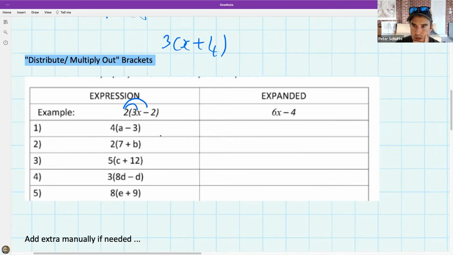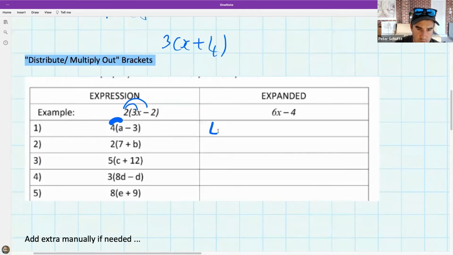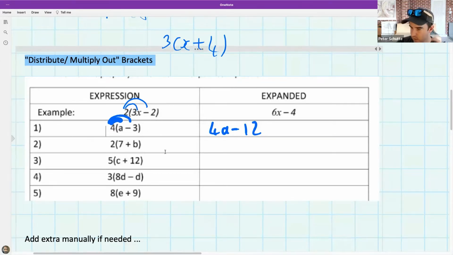Give it a try. Can you see, Leah? Let's go. Give it a try on your book so we can mark together. So we've got, oh, my pen is way too big at the moment. Let me just change its size. So pen, let's just make it 0.5. So we get 4a minus 12. And then I'll give you a bit more time for the other ones.